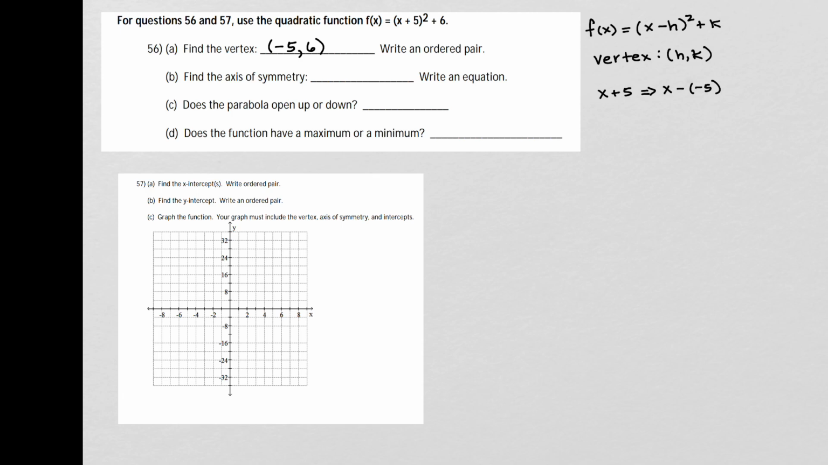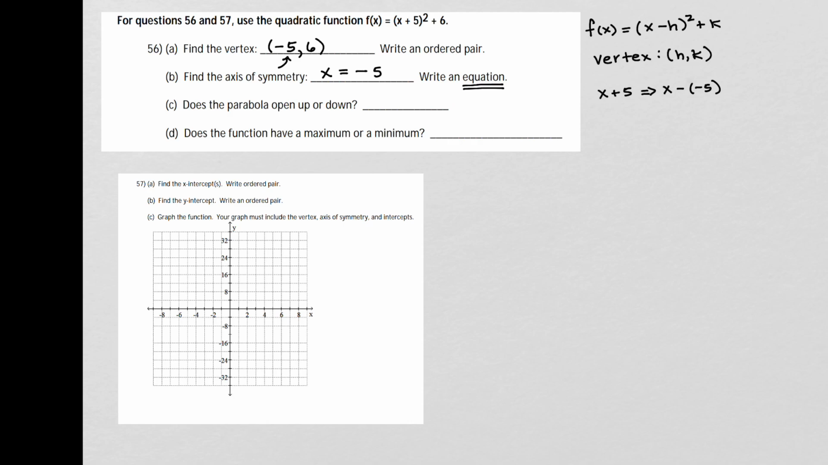Now we can find our axis of symmetry. That's just going to be x equals whatever the x value of the vertex is. And you do need to give an equation. Really important, don't just write negative 5.